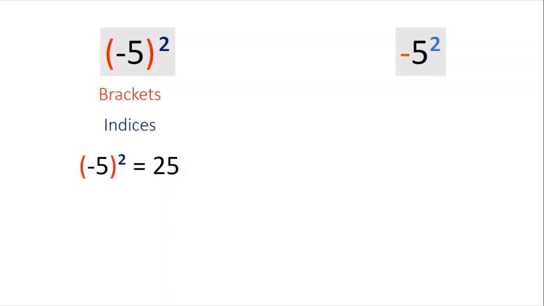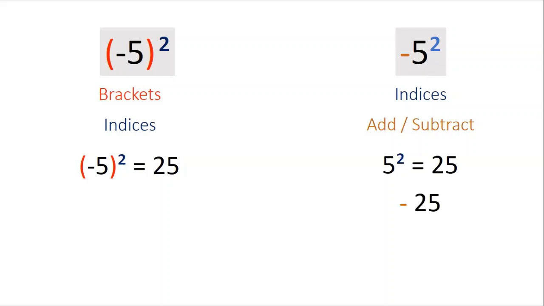If we look at the top right of the screen, we've got -5 squared, or you might say negative 5 squared. There's no brackets here, so the first thing we look at is the indices, and that means that we're doing 5 squared. We're then going to look at add or subtract. And what this means is we start by looking at the indices. We have 5 squared equals 25. We've then got to look at the subtract sign, which turns it into -25, or if you prefer, negative 25.